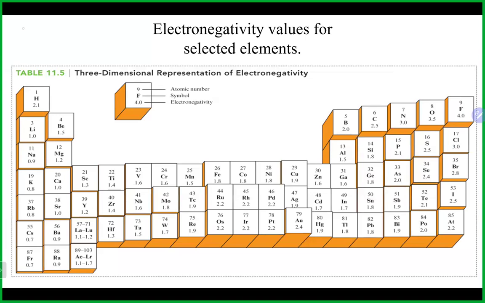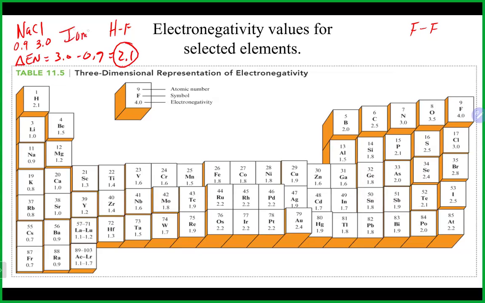So if we just look at some of the ones that we looked at previously, like NaCl, HF, and F2, we would basically just look up the values for each of these elements. Sodium is 0.9. Chlorine is 3. So the difference in electronegativity is 3 minus 0.9, which gives you 2.1. That is above 2, and it would be ionic in that case. But once again, you really don't need it because that's a metal and a non-metal, so it should be ionic.